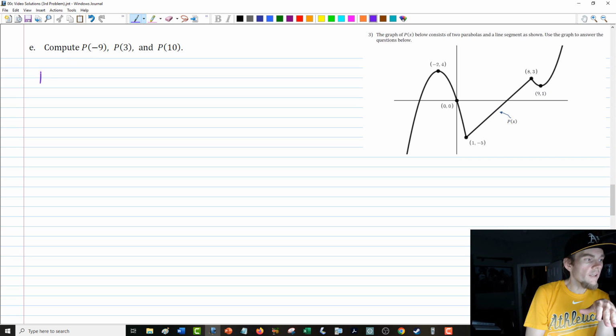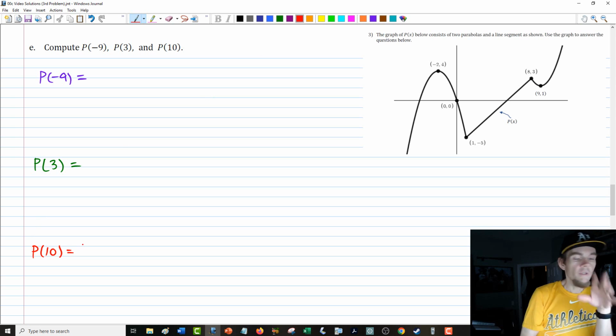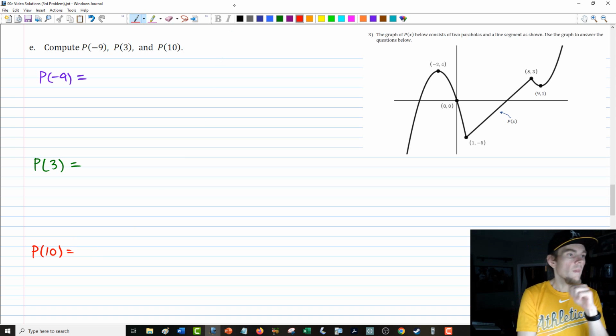And for the sake of coloration, I'm going to go ahead and label them in different colors here on the left side. We're supposed to find P of -9. We're supposed to find P of 3. And we are supposed to find P of 10. So basically 3 function values to find.